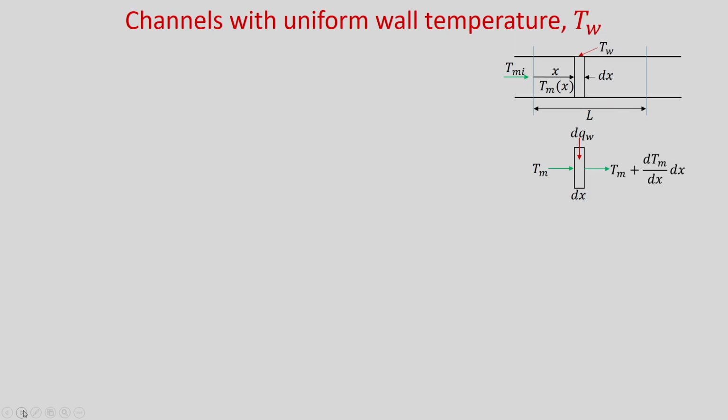Now, let us consider channels with uniform wall temperature. You can see this is the channel, at x equal to 0 you have inlet mean temperature Tmi, and the walls are maintained at temperature Tw, which is constant. In this case you can see that the heat flux is not constant. So, the heat flux will vary in the axial direction.